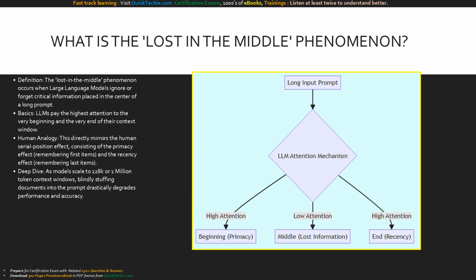Look at this flowchart to visualize how LLM attention works. Our long input prompt feeds into the LLM attention mechanism. The system splits its focus. It assigns extremely high attention to the beginning, representing primacy, and the end, representing recency. However, the path flowing to the middle represents a massive drop in attention, causing any data stored there to be essentially lost or hallucinated over.